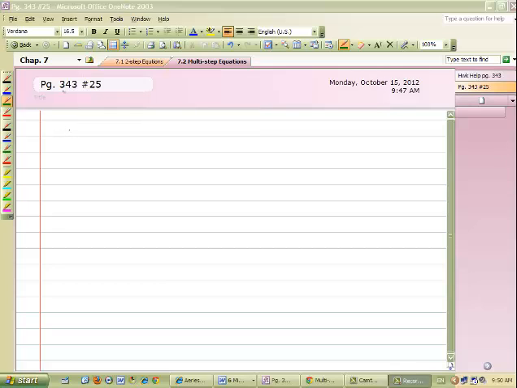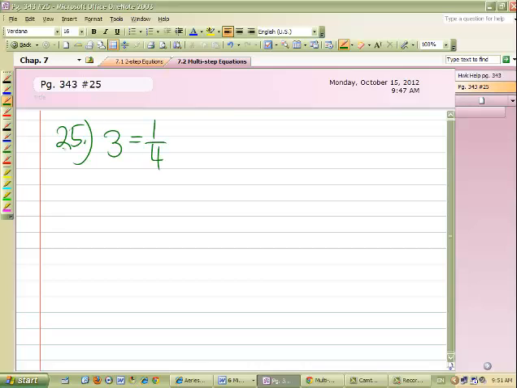Hi, we were going to do problem number 25 from page 343. This is from the textbook. Number 25 says 3 is equal to 1/4 times (m - 4) plus 1/4 m. I know that the fractions can be confusing, but we're still going to follow the 4 steps of solving a multi-step equation that we've learned in class.